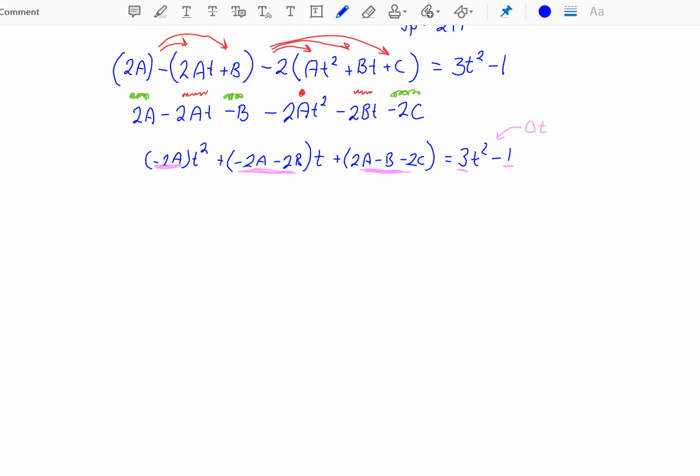So another way to write that is to say that somehow the negative 2a, your coefficient of t squared, has to match the coefficient of t squared on the right, which is 3. The coefficient of t, which is negative 2a minus 2b, has to match the coefficient of t on the right-hand side, which is 0. And your constant term, negative 2a minus b minus 2c, has to equal the constant term on the right-hand side, the negative 1.